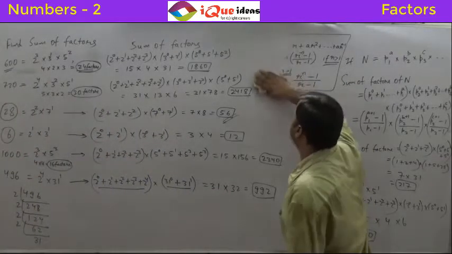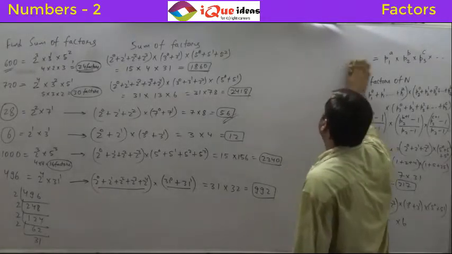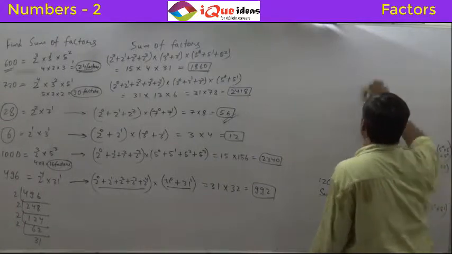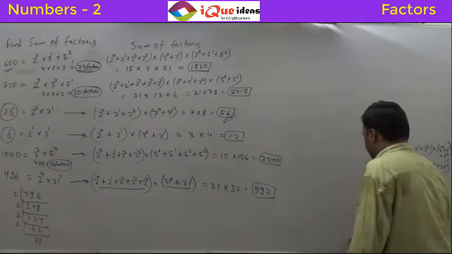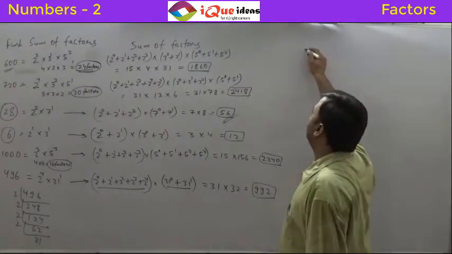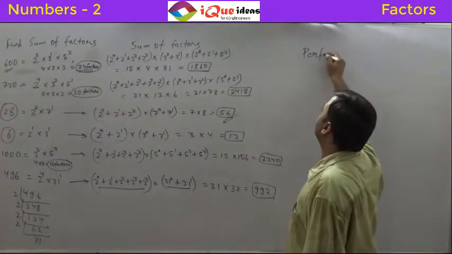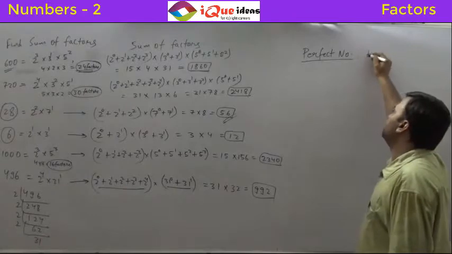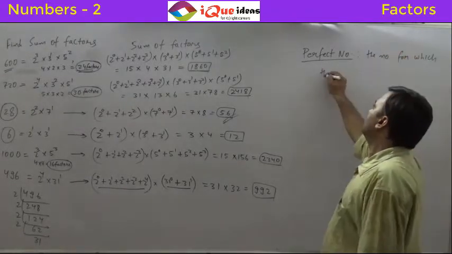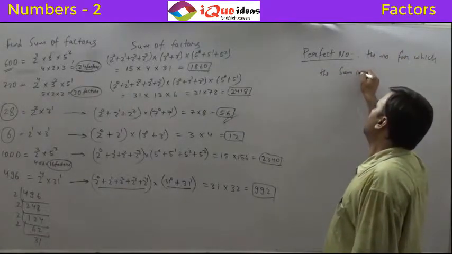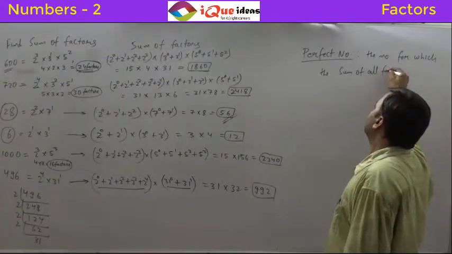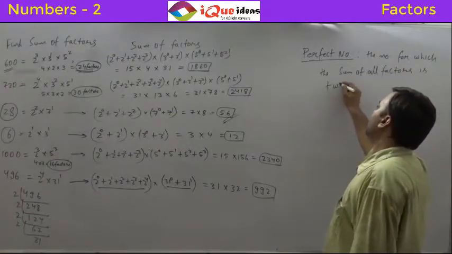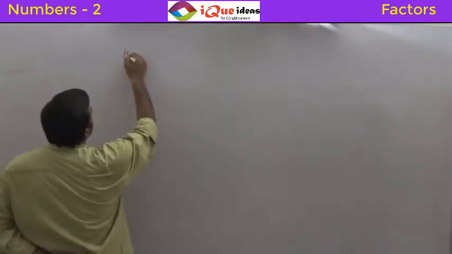The set of these numbers for which the sum of factors is double the number, there has been a name given to them, and that name is perfect numbers. Alright, so let's say perfect numbers. You can note down: perfect numbers are the numbers for which the sum of all factors is twice the number.